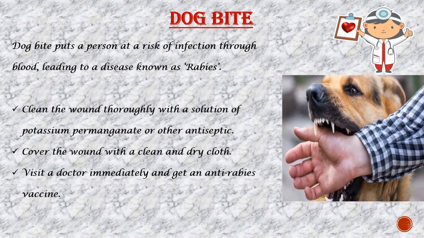Now students, let's learn about dog bite. Now dog bite puts a person at a risk of infection through blood leading to a disease known as rabies. Now students, let us see what is the first aid for dog bite. You have to clean the wound thoroughly with a solution of potassium permanganate or any other antiseptic. Then cover the wound with a clean and dry cloth. Then visit a doctor immediately and get an anti-rabies vaccine.